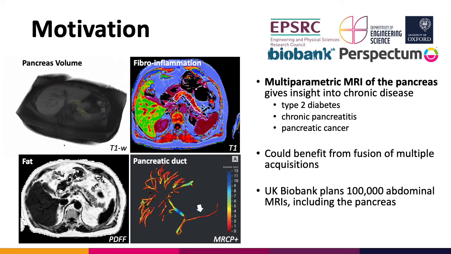Multiparametric MRI of the pancreas is becoming important for diseases like type 2 diabetes, pancreatitis, or pancreatic cancer. Multiple MRI biomarkers for the pancreas have been developed, for instance, pancreas volume, fiber inflammation, fat, or pancreatic duct characterization. Disease characterization can sometimes benefit from image fusion between acquisitions. The UK Biobank study plans to scan 100,000 volunteers using an abdominal multiparametric protocol that includes the pancreas.